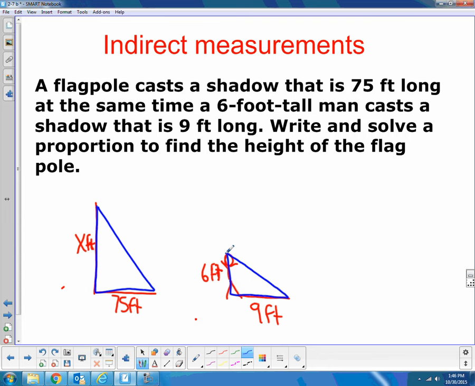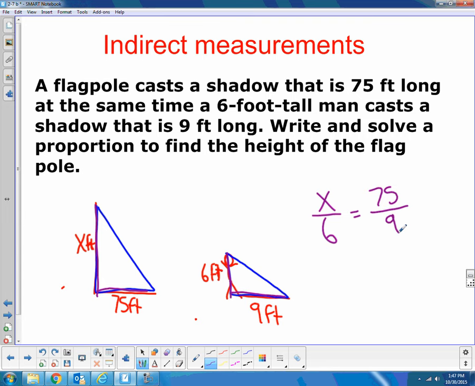All right. So I can find my corresponding sides. The height of the flagpole corresponds with the height of the person. I read from left to right, so I'm going to put x over 6. But you can certainly read from right to left and do 6 over x. That's fine. And then I'm going to compare the shadow to shadow: height to height, shadow to shadow. So I've got 75 feet and I've got 9 feet. So I made some comparisons.